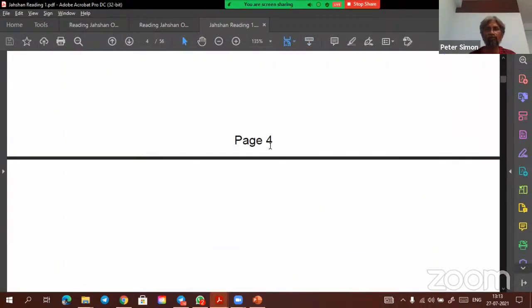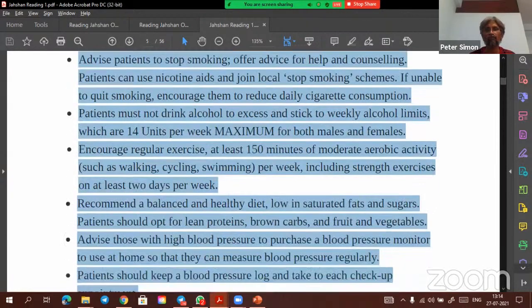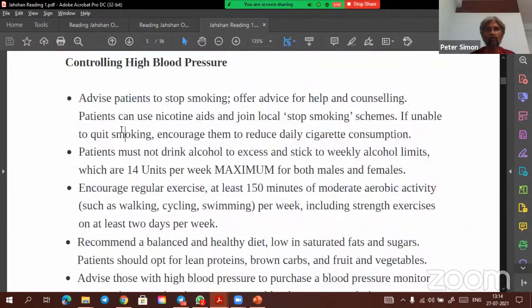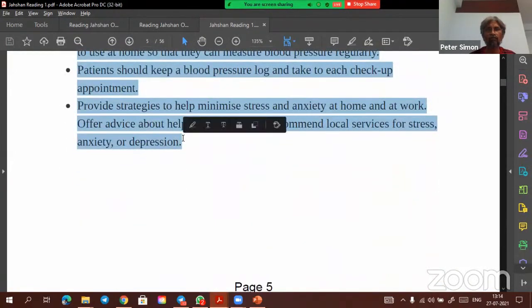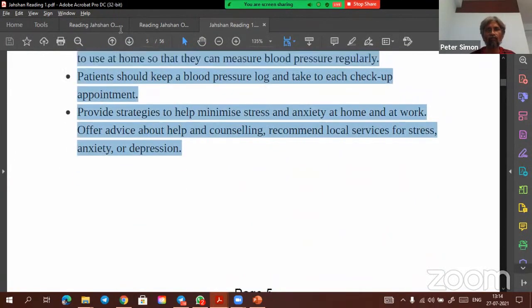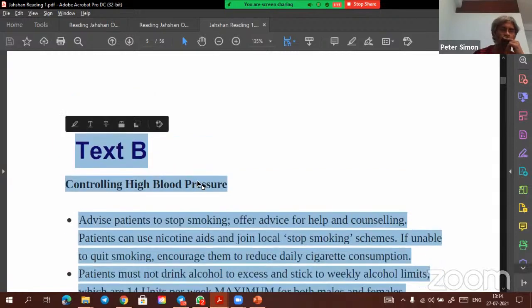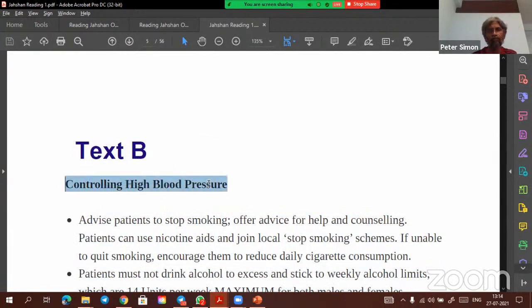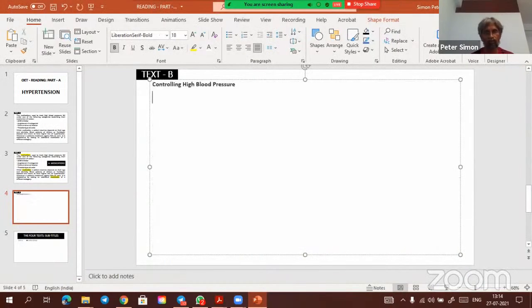What does the text B say here? We'll go to text B. Text B is this one. Controlling high blood pressure, from here onwards till here. Fine. No problem. Little hard work. Controlling blood pressure. Fine.